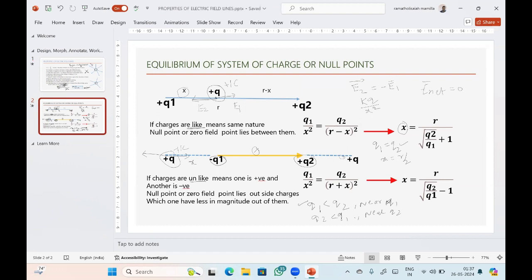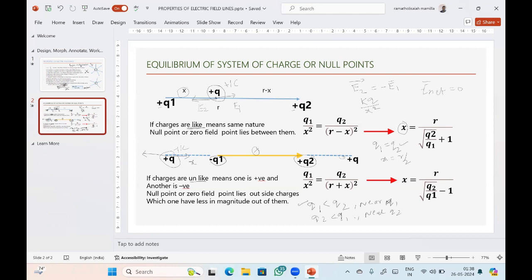Suppose I am taking only two charges here. The system has two charges, one is Q1 and another one is Q2. Their magnitudes are different, but the nature is the same: positive and positive, like charges, I have considered. When like charges are there, the null point lies between them. So, for example, consider here one unit charge. Unit charge is always 1 coulomb.